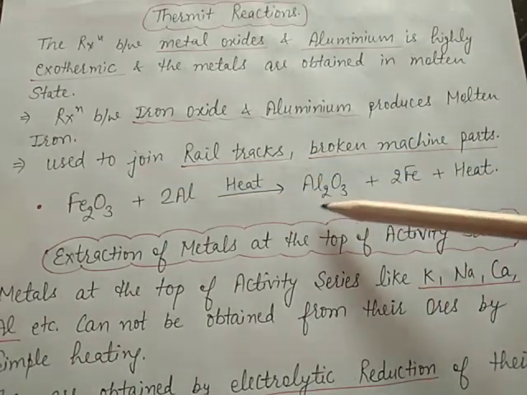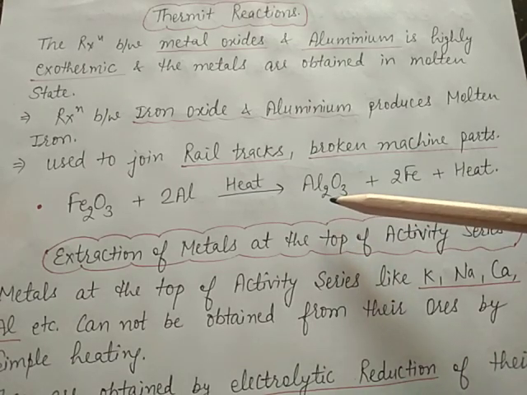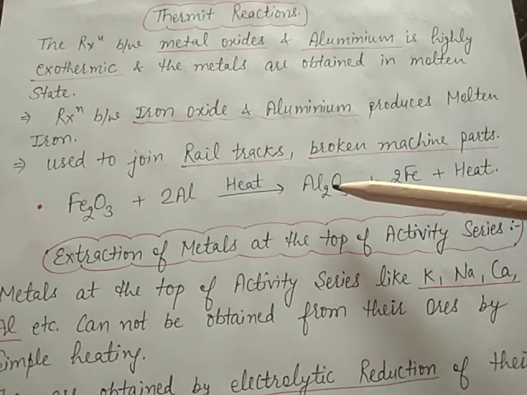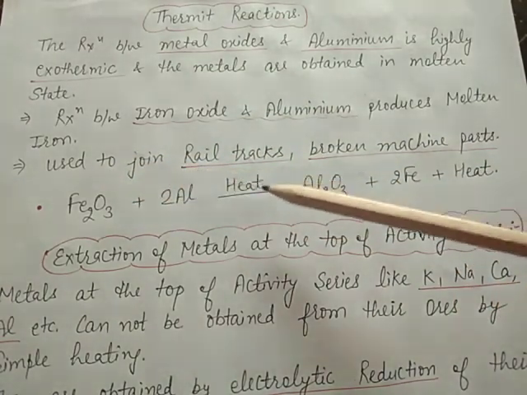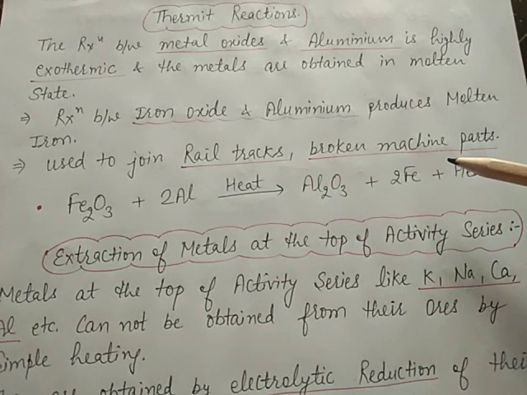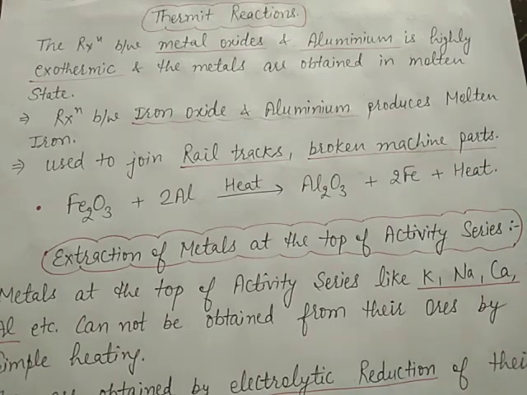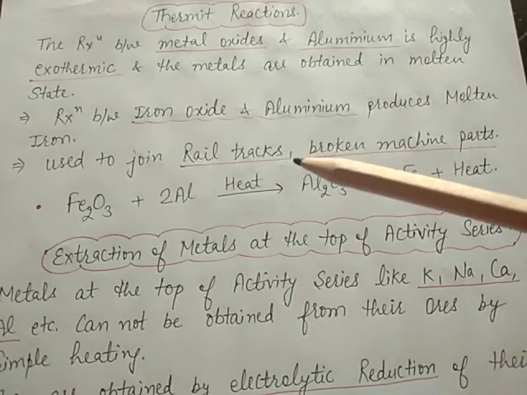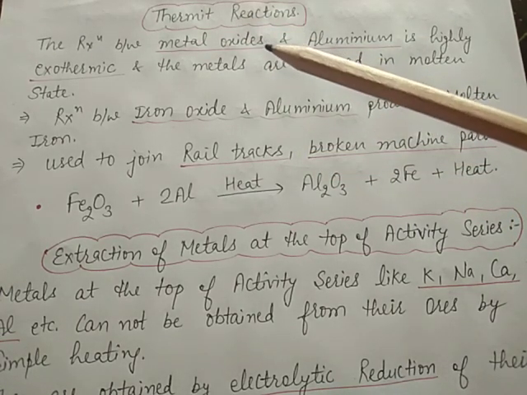Here, this aluminium oxide is a protective layer which prevents corrosion. So this reaction is used to join the rail tracks and the broken machine parts, etc. The process is called thermite welding. This reaction is also called the thermite reaction.